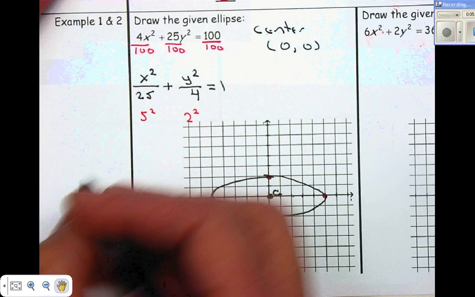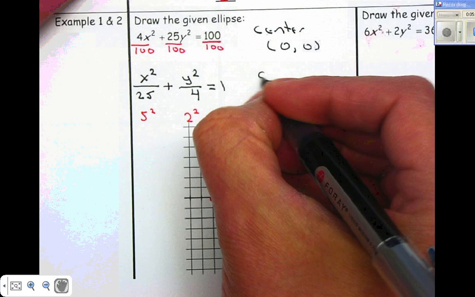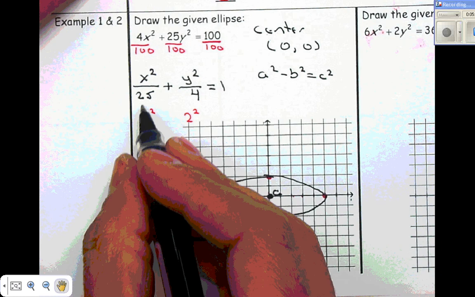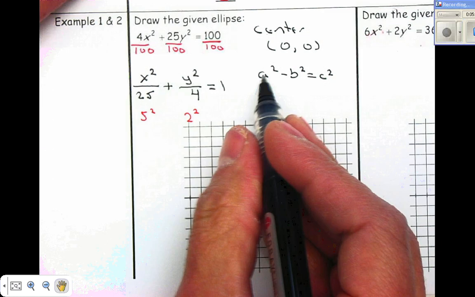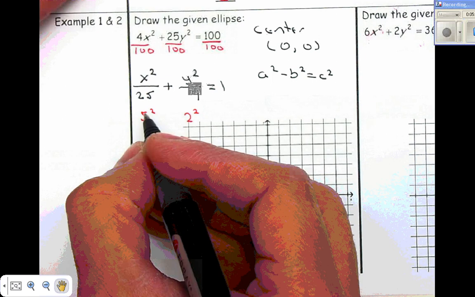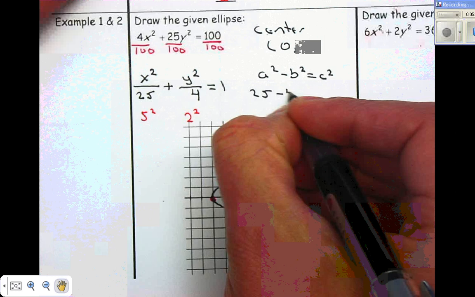Now, I'm going to find the focus by using the formula. We have a squared minus b squared is equal to c squared. And I'm going to substitute. You want to plug in the biggest value first, because we're going to subtract. So instead of using 5, I'm going to use 25 minus 4 is equal to c squared.